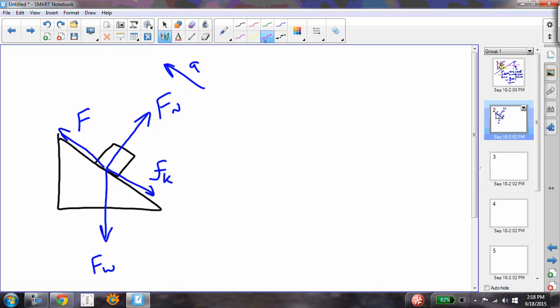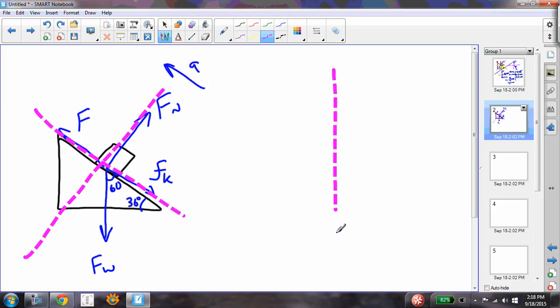Now remember again, we're going to draw our coordinate system. We're going to draw our x-axis along the plane, and the y-axis perpendicular to the plane. I'm going to call this 30 degrees. That would mean that this angle is 60 degrees. Now, all of our vectors are on either the x or the y-axis, except for that one. So I'm going to draw them.